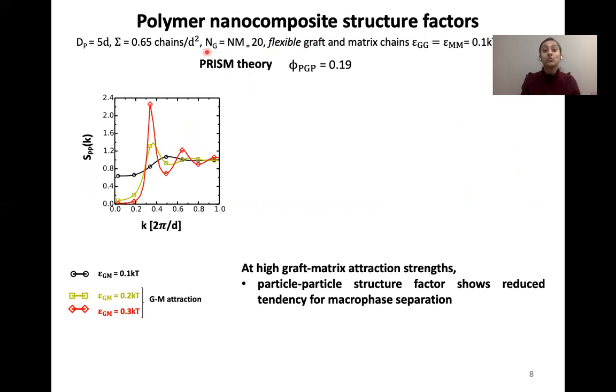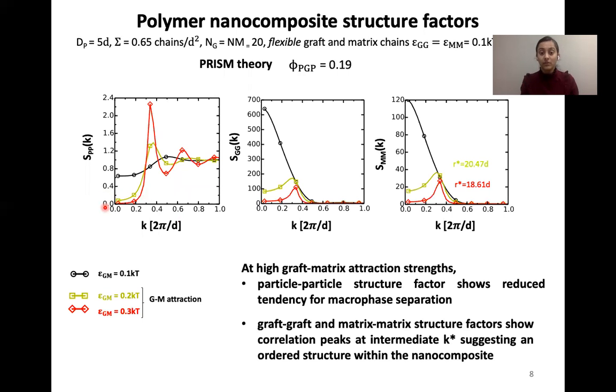To gain insight into dispersion and aggregation of particles, we plot the polymer nanocomposite structure factors, and we find that at high strengths of graft-matrix attraction, the particle-particle structure factor shows reduced tendency for macrophase separation. This is seen by the lowering in values of S_PP at k tending to 0. Further, we find that the graft-graft and matrix-matrix structure factors show correlation peaks at intermediate k stars, with the r stars as shown, suggesting an ordered structure within the nanocomposite.